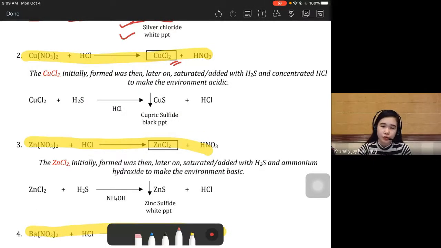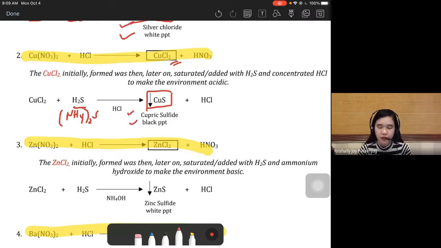Then when we proceed on the procedure, yung next step is we added a sulfide precipitating agent. Yung mismong inadd ko sa binigay ko na video material, it's the ammonium sulfide. It's just the same if you add or saturate it with hydrogen sulfide. Parehas lang naman yung magre-result na precipitate. So upon adding a sulfide, it will form the precipitate cupric sulfide. The cupric sulfide is color black.